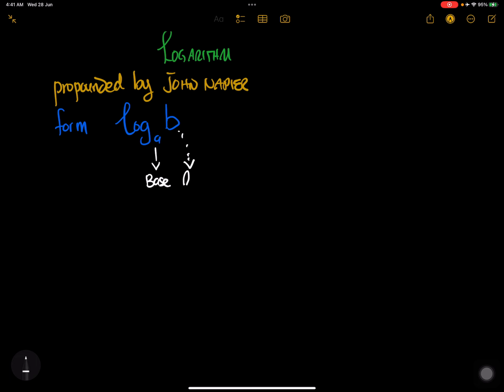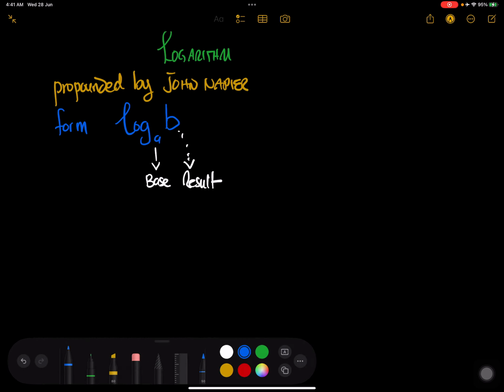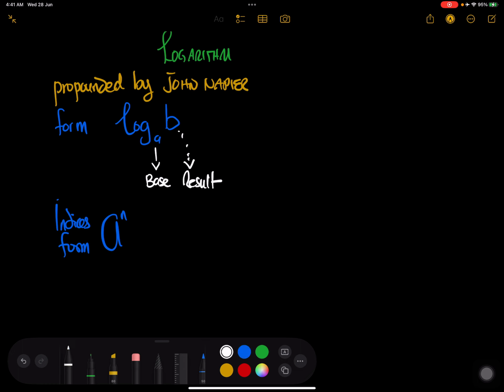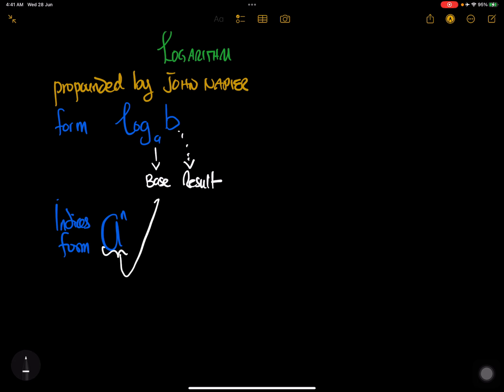This is basically the result. Just like we have the index form, remember the indices form. We said that indices form is a to the power of, let's say n, and we said that the a is the base. This is called the base. So that a is the base, and then the n there is the power.